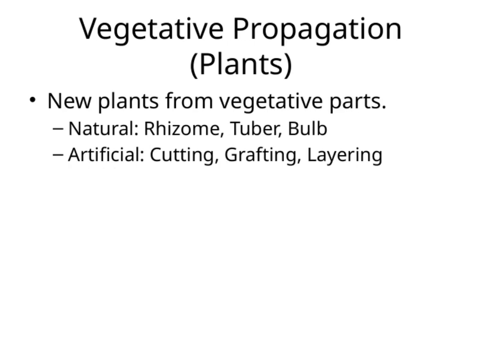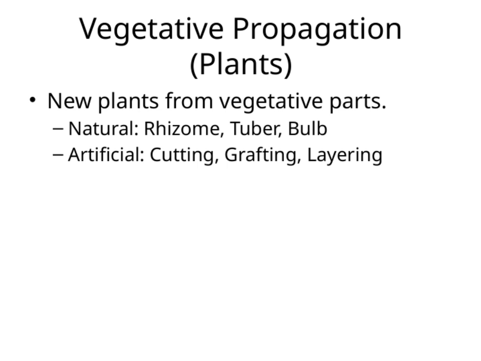Now, let's talk about how new plants can grow from vegetative parts. These are parts of the plant like rhizomes, tubers, and bulbs that naturally develop into new plants. Rhizomes are underground stems that spread out and produce new shoots, while tubers, like potatoes, store nutrients and can give rise to new plants. Bulbs, such as onions, are layered structures that can also develop into new plants when conditions are right. In addition to natural methods, humans have mastered artificial techniques to propagate plants.